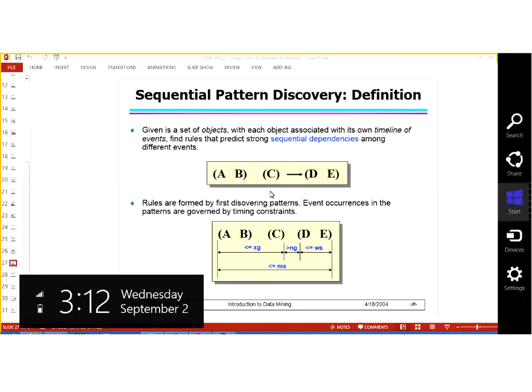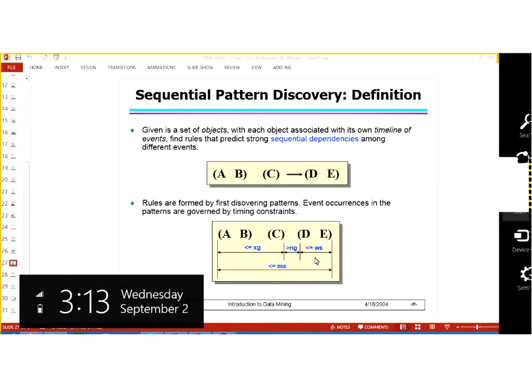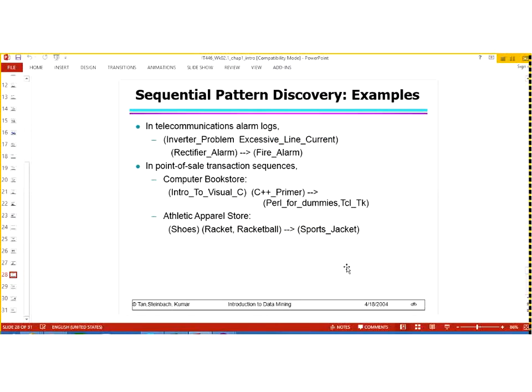So this pattern, A, B, then C, will lead to the occurrence of D and E. Most important in sequential pattern, since we are talking about sequences, we also have to be concerned about time. Each event, A or B or C, has its own timeline, so the frequency of each item occurs based on a certain timeline. Let's say these are variables for time: A and B will occur at a time scale less than X, and C would occur at a timeline that is greater than some value, etc. Example.